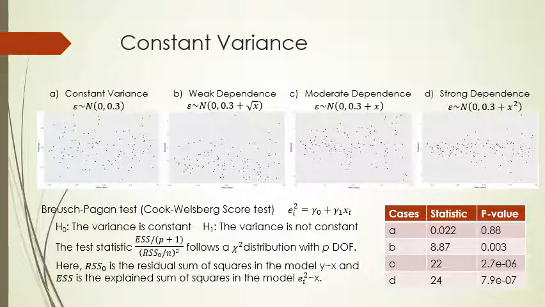For example, the test statistic in case A is 0.022 and the p-value is 0.88. We find no evidence to reject the null hypothesis. But for cases B, C, and D, we find evidence to reject the null and suggest non-constant variance in these cases.